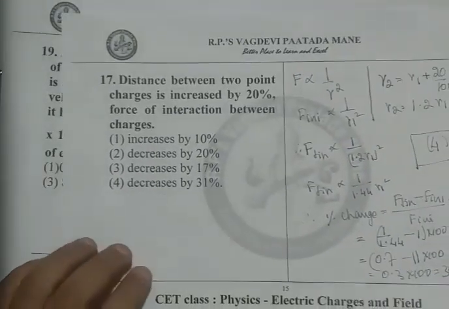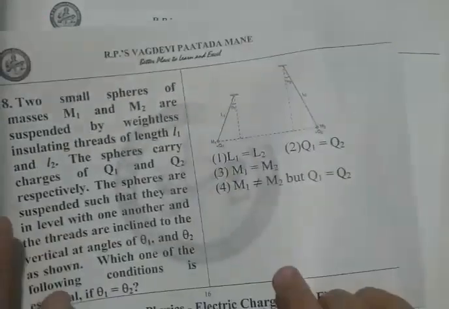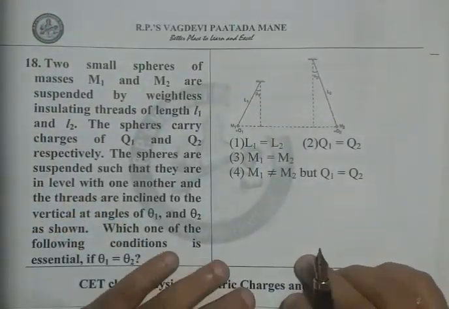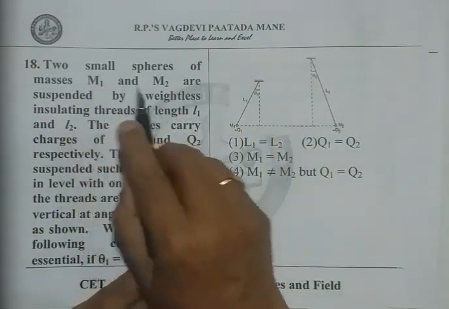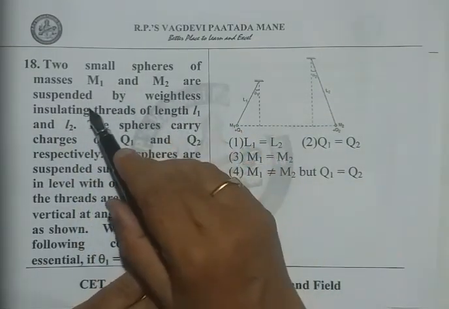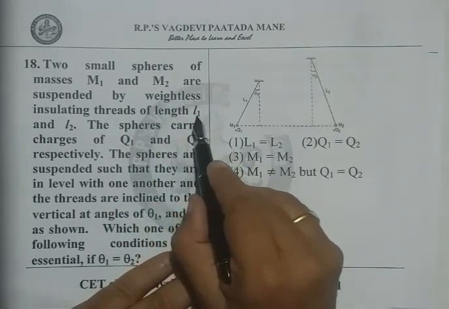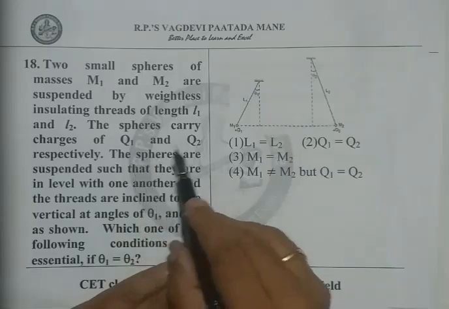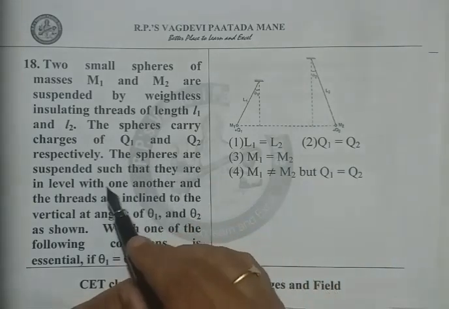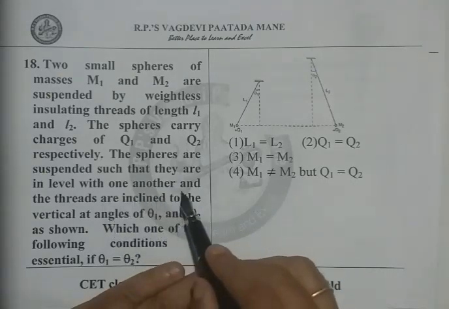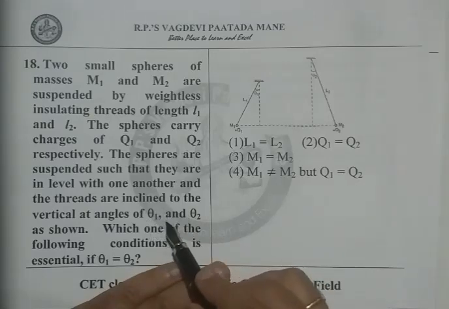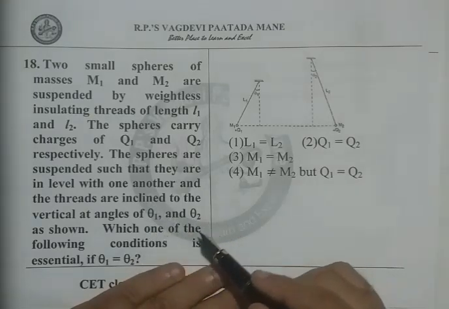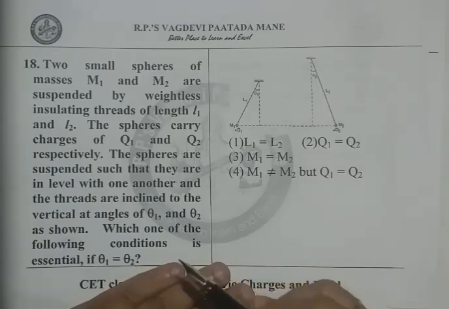Now we go for the 18th question. It's a very beautiful question. It depends on the law of equilibrium of forces. Now observe, we read: two small spheres of masses m1 and m2 are suspended by weightless insulating threads of lengths L1 and L2. The spheres carry charges q1 and q2 respectively. The spheres are suspended such that they are level with one another and the threads are inclined to the vertical at angles theta 1 and theta 2 as shown. Which one of the following conditions is essential if theta 1 equals theta 2?